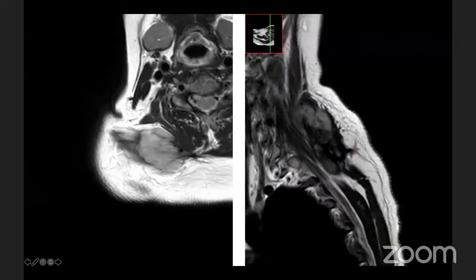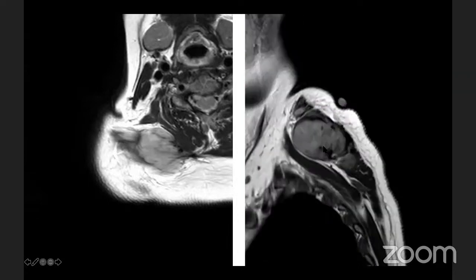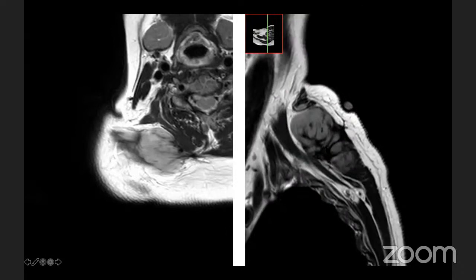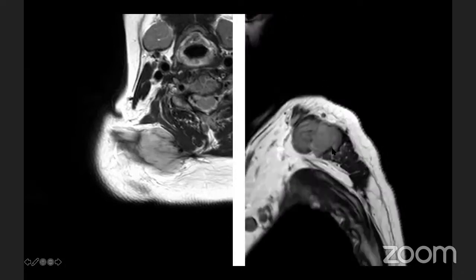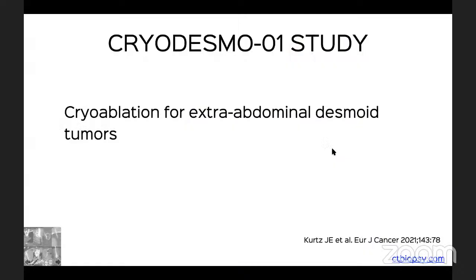We're not supposed to use the term fibromatosis as per the new WHO classification, but you know, that is the standard common term that we use. So that's on the sagittal images here. And I thought we could get about 70-80% of the tumor ablated.